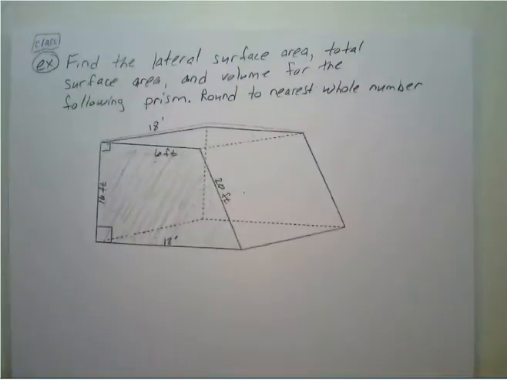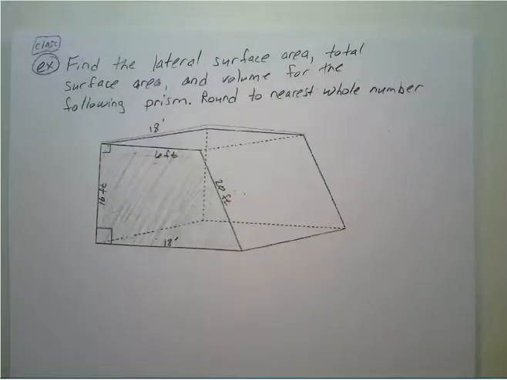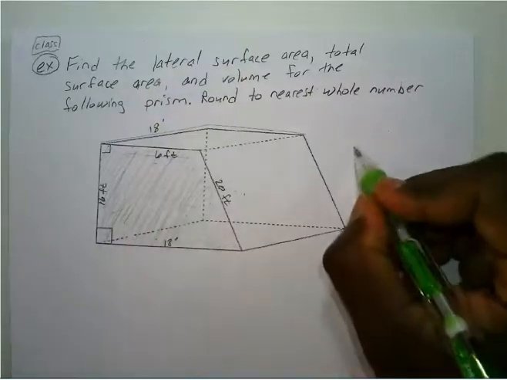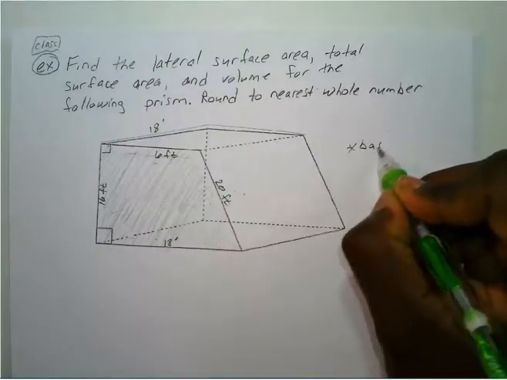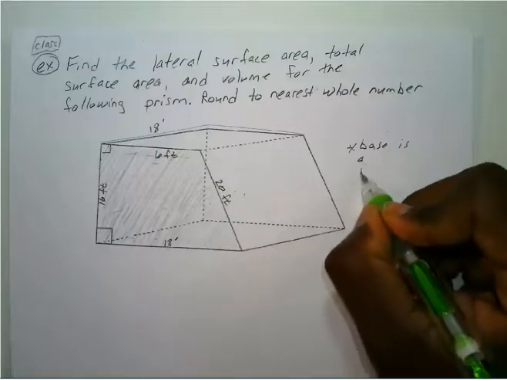Okay. Now for this one, I want you to look at it and find the lateral surface area, the total surface area, and the volume for this prism, and round to the nearest whole number. Now just to give you a little bit of a hint, this base is a trapezoid.